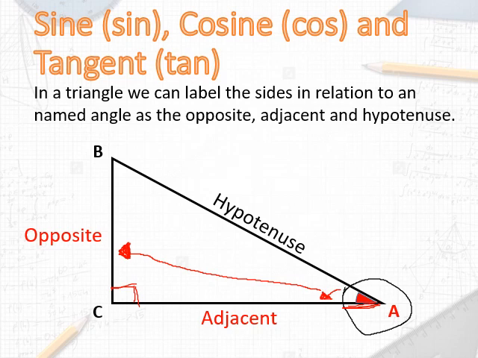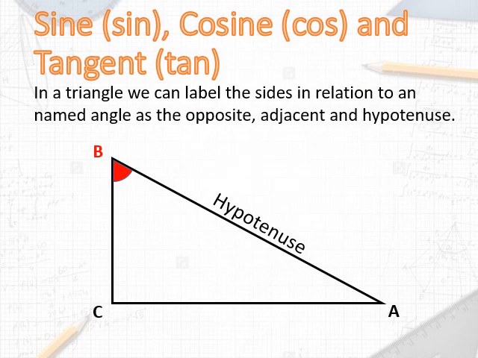Now, why do we have to highlight angle A? It's because these two sides change depending on which angle we are talking about. For example, if I flip to angle B, now the opposite and adjacent are also going to change. The adjacent is now side BC. The opposite is now AC.